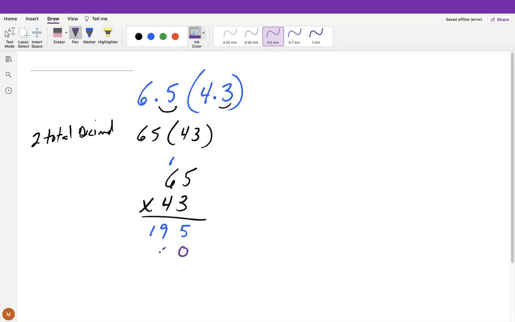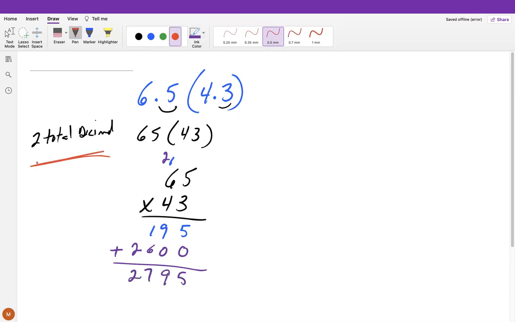And 4 times 5 gives me 20, so I'm now going to go ahead and carry over the 2. 4 times 6 is 24, plus 2 is 26. And then we're just going to go ahead and add down. So 5 plus 0 is 5, 9, 7, and 2.